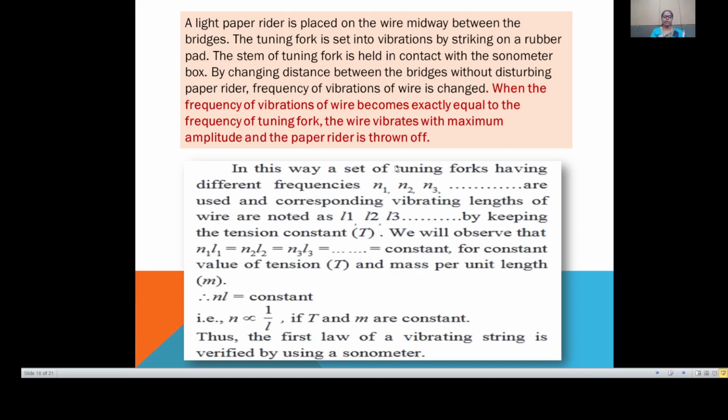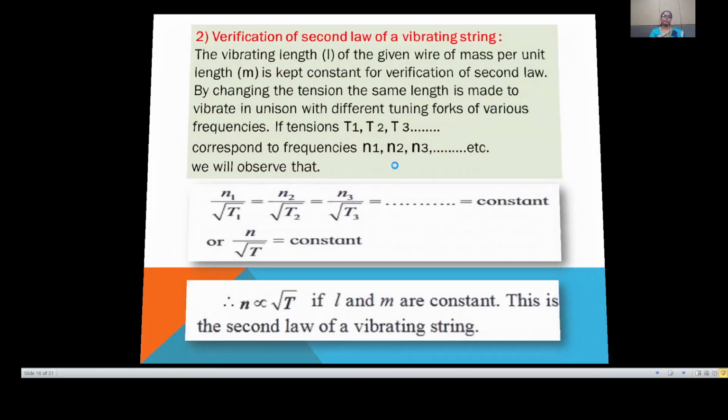For constant tension T and mass per unit length m, therefore NL is equal to constant. That means N is inversely proportional to the length if T and m are constant. Thus, the first law of vibrating string is verified by using the sonometer.